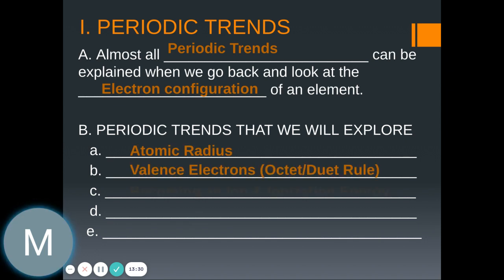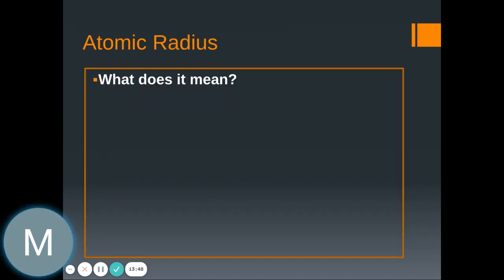Here's the list of the different trends that you're going to learn. Today we're going to talk about atomic radius. There is also valence electron trend, ions and ionization, electronegativity and reactivity. But today we're just going to focus on atomic radius, which brings us to another graphic that was missed.